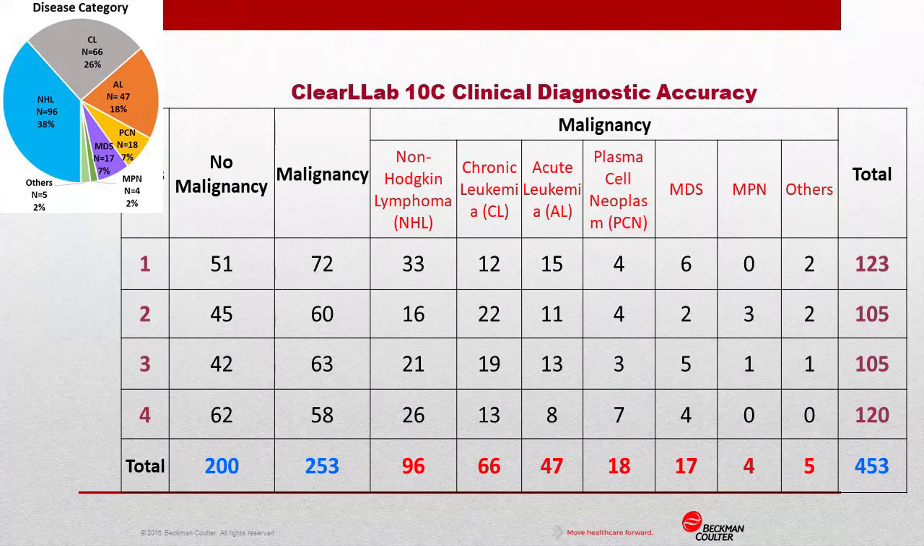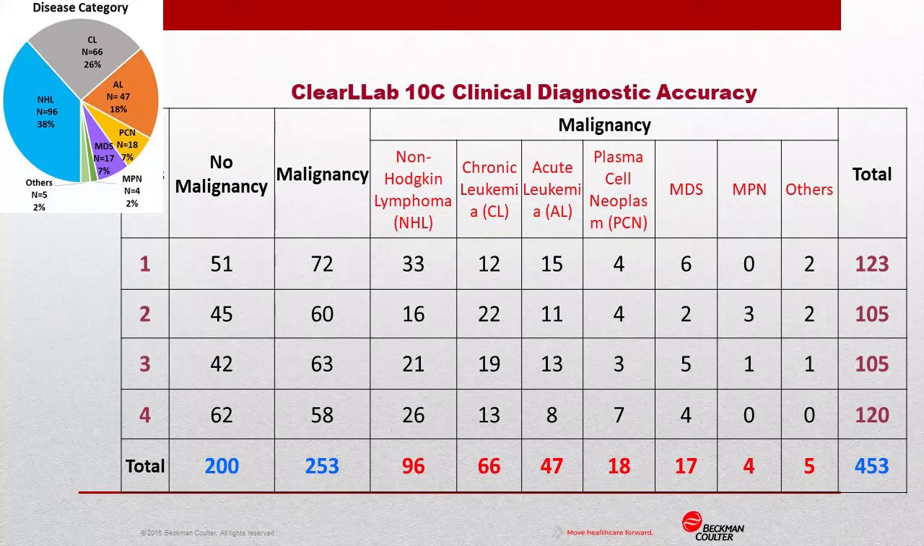MDS, MPN, and otherwise categorized samples. And you can see it was pretty consistent across all 4 sites, trying to get a good spread of things that we're seeing. You can see in the pie chart in the top left here the actual spread percentage-wise of all the different types, which fits with what you'd see in most larger flow cytometry labs, where you see the predominance of non-Hodgkin's lymphomas, then chronics, then acutes.